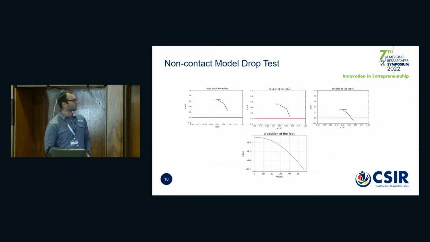And then for the non-contact model, a similar test was done. Drop the robot from the air, fall down, and as expected, it does not hit the ground. It goes straight through the ground as expected. So we can see that the Z position of the foot goes straight through the ground.